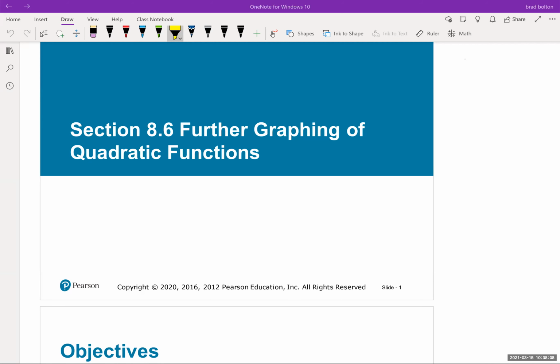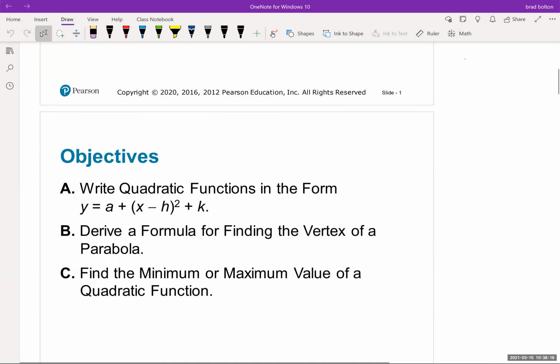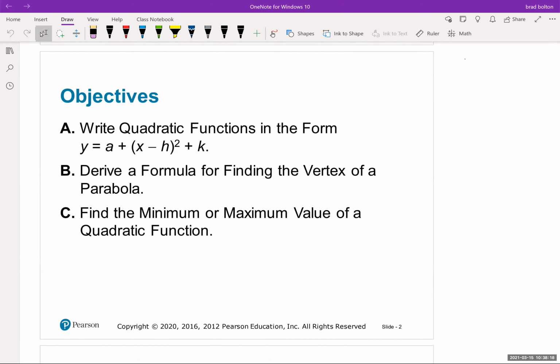Okay, you guys, so this will be the last section from chapter 8 that we cover. So this is further graphing of the quadratic functions, and there's quite a bit that we have to cover in this section. These are the objectives that the book says, but this is kind of very vague, so I'm going to add a little bit to this for A, B, and C as we go.